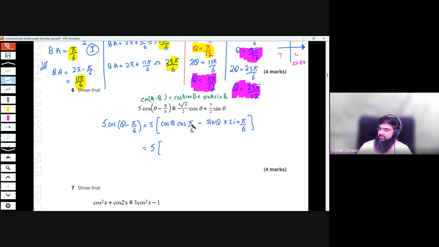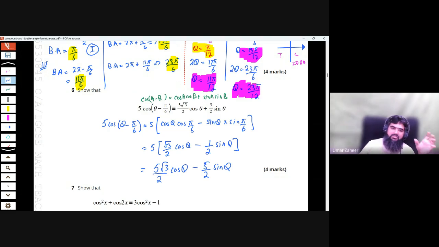The cos of pi over 6 is root 3 over 2 cos theta, minus sine of pi over 6 is 1 over 2 sine theta. 5 is multiplying, it will be 5 root 3 over 2 cos theta minus 5 over 2 sine theta.